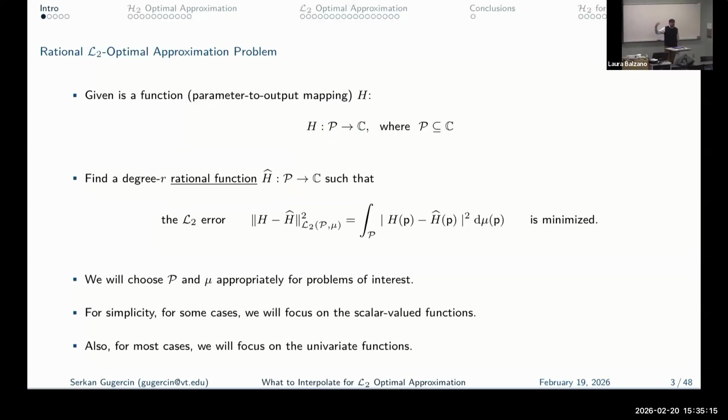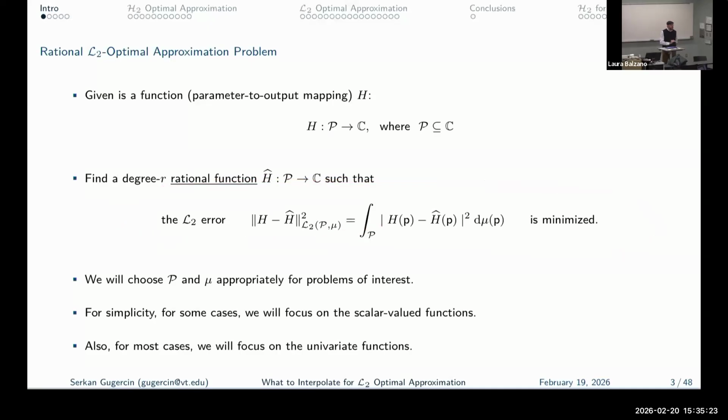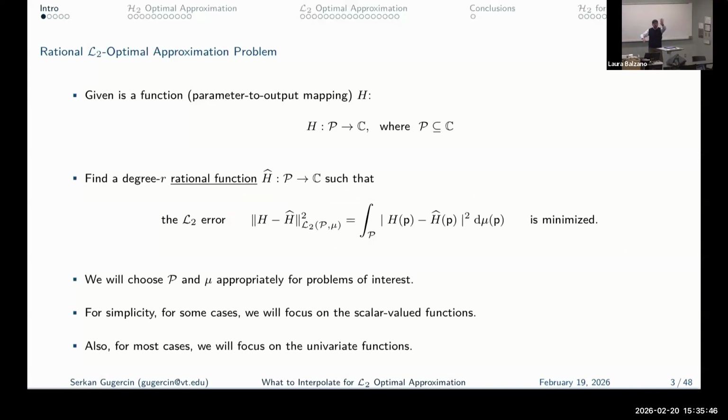And I'm going to tell you why I am doing rational approximation. And I'm going to find that H hat to minimize this L2 distance, with some measure mu over the parameter P. Throughout the talk, I'm going to choose this P and mu appropriately to cover different aspects. So this is the general problem. Towards the end, we are going to have general optimality conditions for this setting, but then we are going to specify: if I choose P this way, if I choose my measure from an integral this way, what kind of conditions do I get?